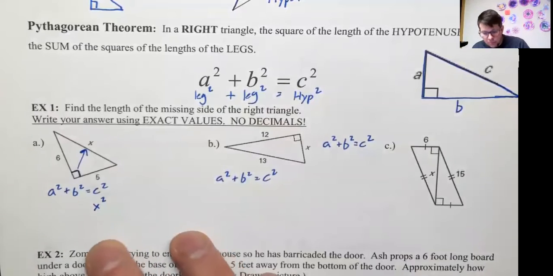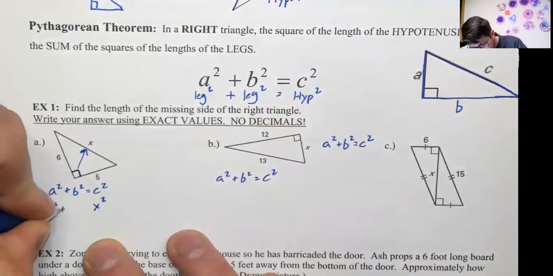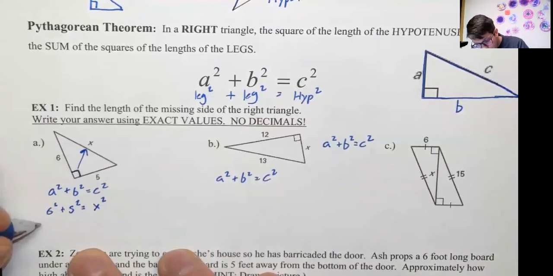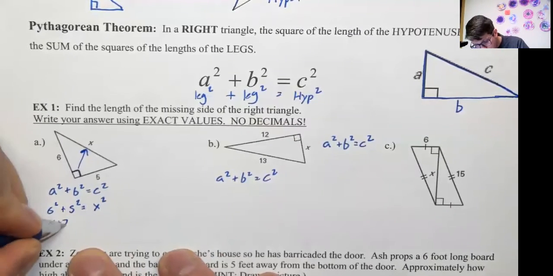Now 6 and 5, you can put them in any way you want. I'm going to put the 6 first and the 5 second, and there's no real good reason for that. I'm going to square everything I can. 6 squared is 36 and 5 squared is 25.